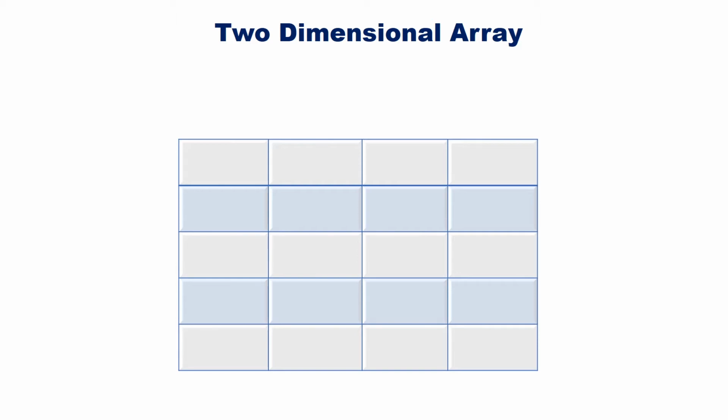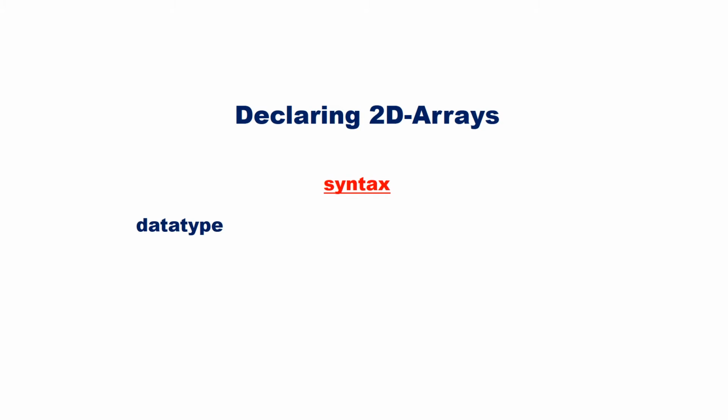A two-dimensional array can be visualized like a table. That is, it has rows and columns. The syntax of declaring two-dimensional arrays is data type, array name, row size, column size. When we declare a two-dimensional array, we must specify two separate sizes. The first size is the maximum number of rows in the table and the second size is the maximum number of columns. Each size is enclosed in a separate pair of square brackets.